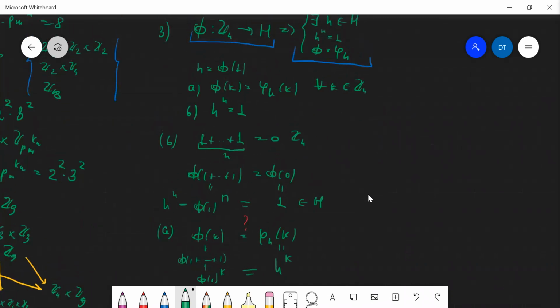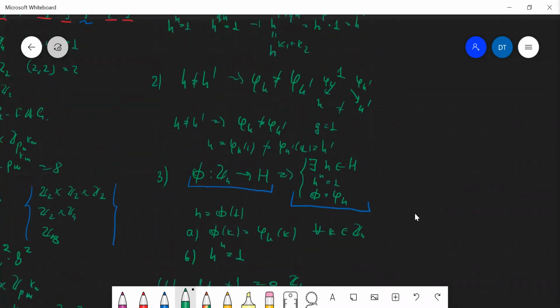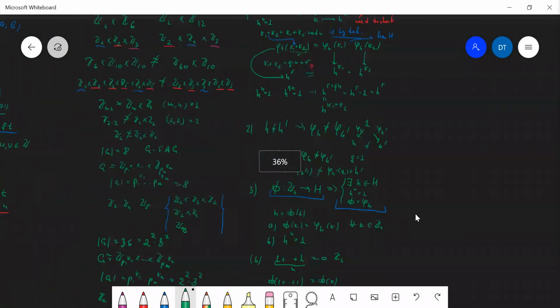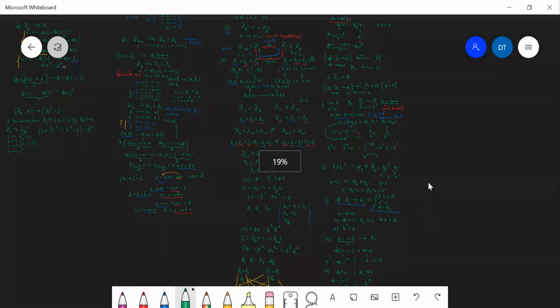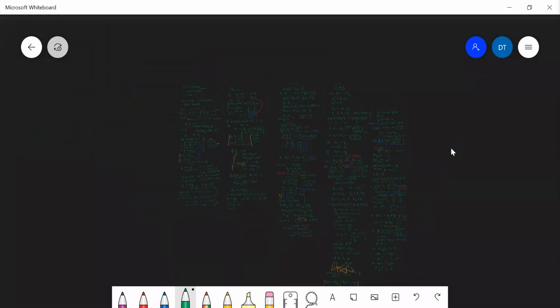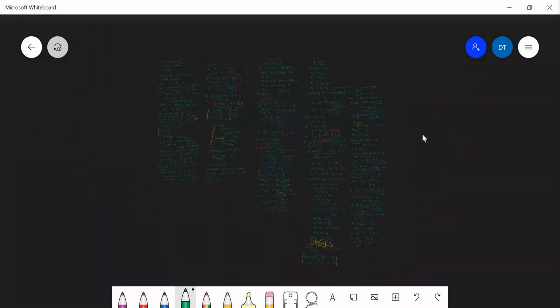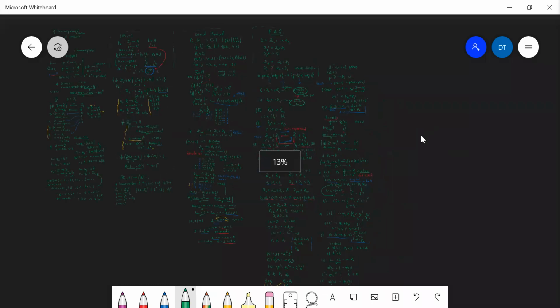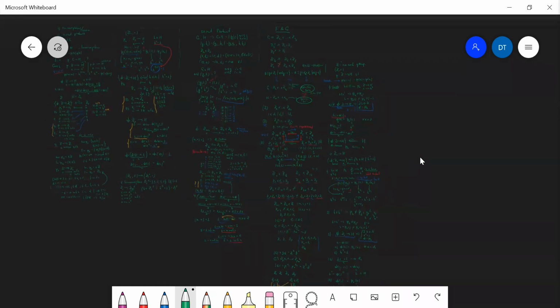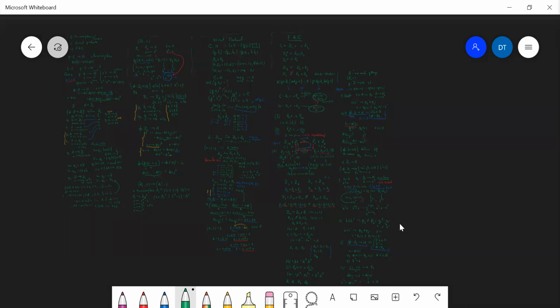Is it okay now? Yes. Could you please show the whole blackboard? Yeah, as you can see, there are a lot of freezes because Microsoft cannot optimize its whiteboard. Should I zoom in or?